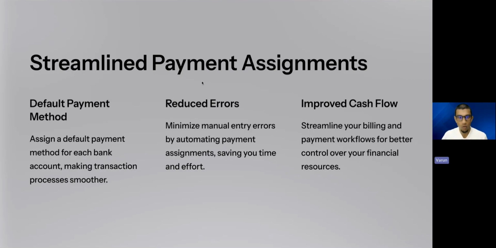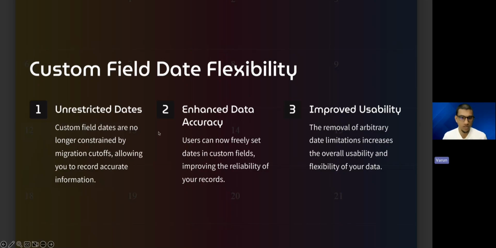No, I guess. So we can move on to the bugs that we have fixed. Custom field date flexibility. This was a very interesting issue that we saw. Unrestricted dates. You know that when we create custom fields, there was some kind of a relationship with the migration date we were setting.